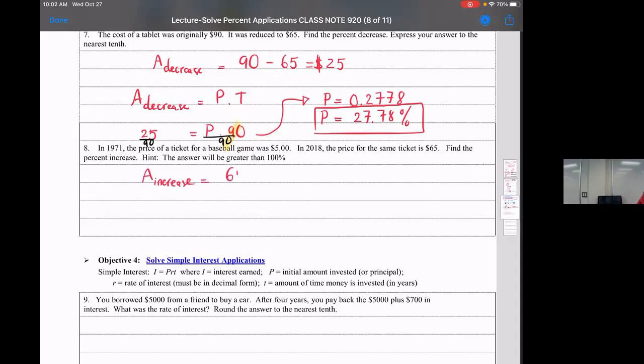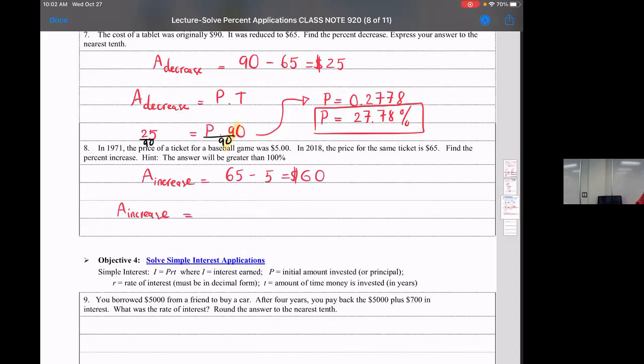$60. Yeah, 65 minus 5, this is $60. You still show the work though, okay? And then I'm gonna write the equation A increase. By the way, when you write A increase, make sure you put the word increase small and a little bit lower than A, okay?